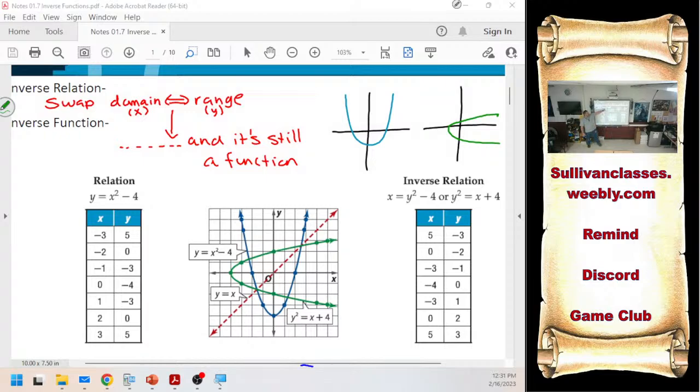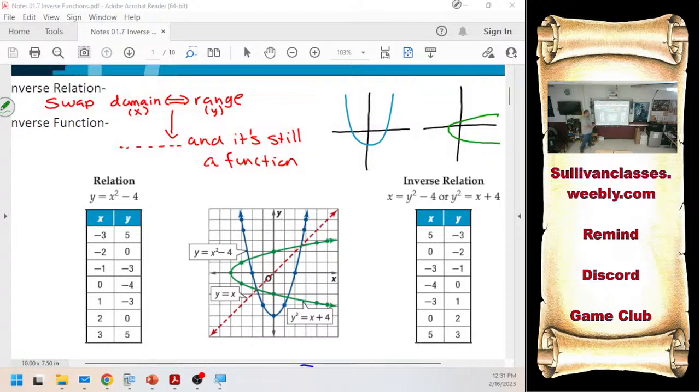Well, this is the original function. This is its inverse. Does it pass a vertical line test? No. So that is an inverse relation instead of an inverse function. It's not special. Okay? Kind of the whole finger thumb thing, right? All thumbs are fingers, but not all fingers are thumbs.